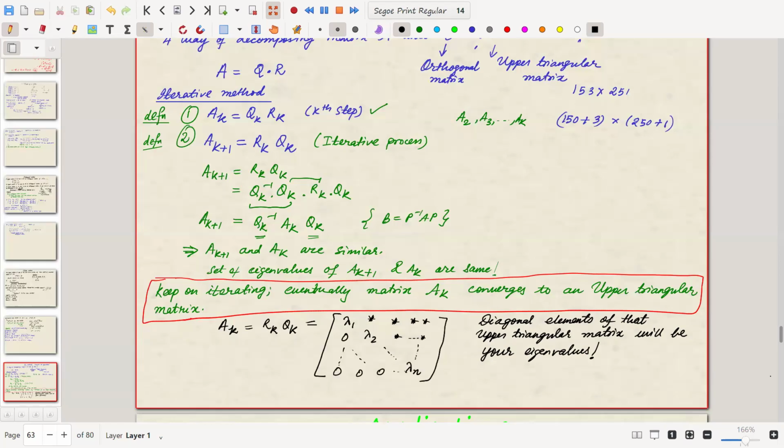Power method gave you the dominant eigenvalue, but power method did not give you the remaining set of eigenvalues. Now, how to find the remaining set of eigenvalues? We jumped to the QR method. Using the QR method, you can see that if you keep on iterating the process, it is converging to an upper triangular matrix, and the diagonal elements of that upper triangular matrix give you the eigenvalues. So you have all the remaining set of eigenvalues of the matrix A right here.